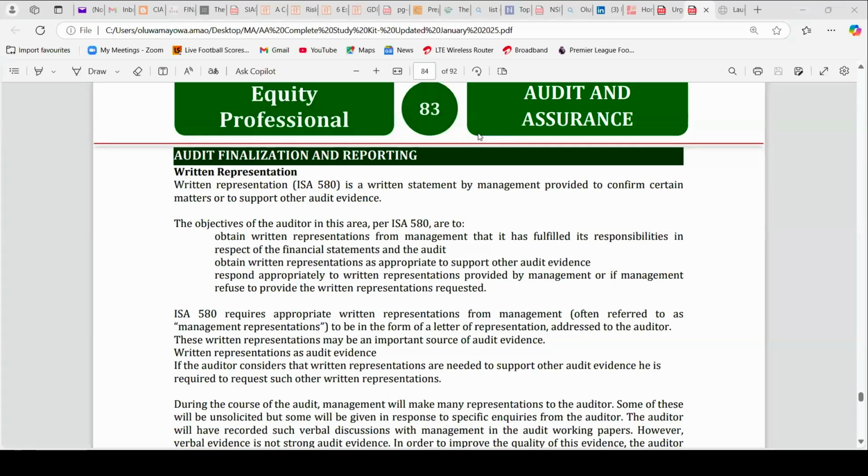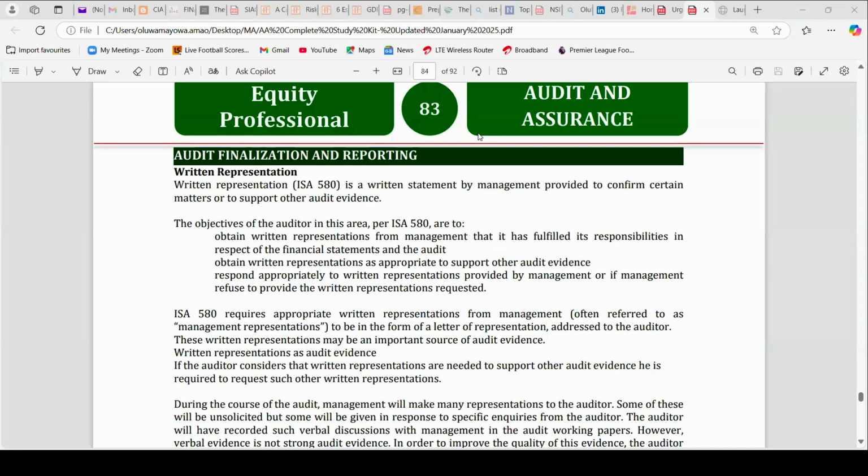Now, another name that we usually hear in practice for written representation is management letter or management representation rather. So this is where the management will give their own confirmation on the issues raised by the auditor. We are using certain accounting policies for certain reasons. The auditor might be asking, where did you change? Why did you change your accounting policy? There will be a statement that says, we did this based on this and that.